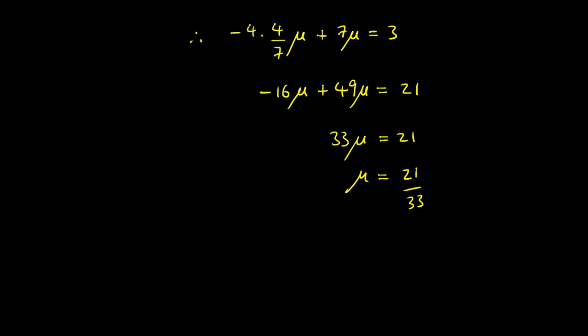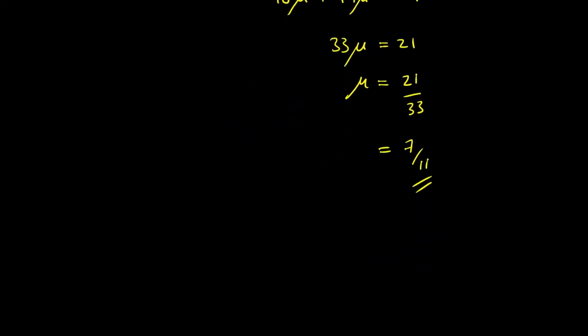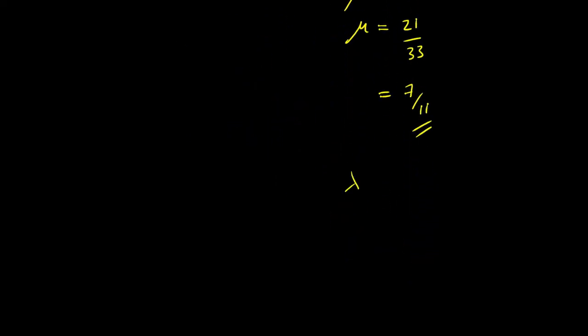And that divides through by 3, doesn't it? That becomes 7 upon 11. So my mu value is 7 upon 11. And what's my lambda value? Well, lambda will be 4/7 times 7 upon 11, which is 4 upon 11.